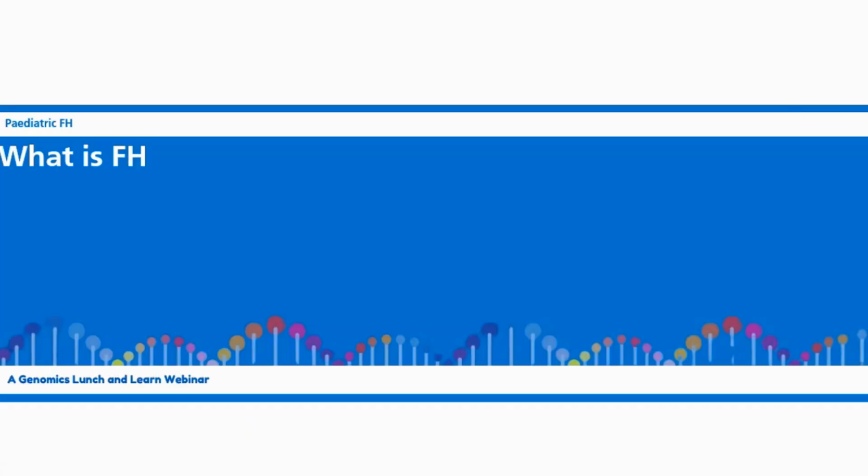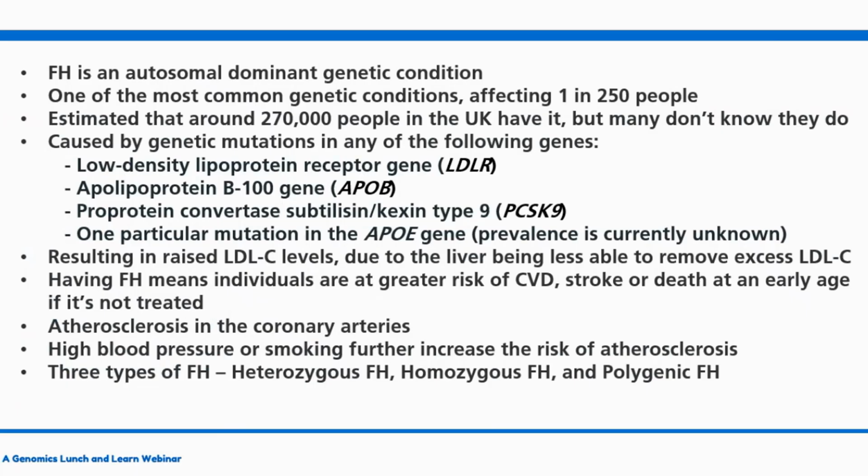So starting with what is FH. FH stands for Familial Hypercholesterolemia, and they're Greek words which stand for high cholesterol runs in the family. It's an autosomal dominant genetic condition, which means there's a 50% chance of inheriting the condition, and only one faulty gene is needed to be affected. It's one of the most common genetic conditions, affecting 1 in every 250 people throughout the UK. It's actually the fourth leading risk factor contributing to deaths in the UK.